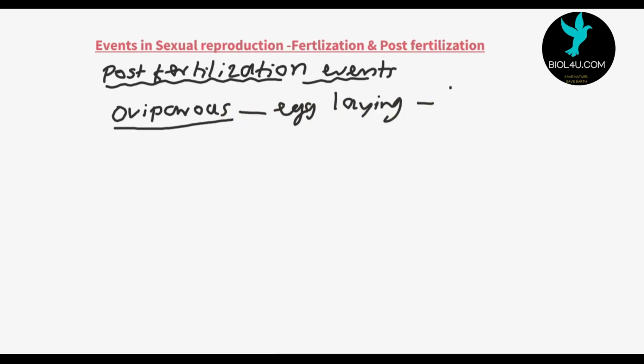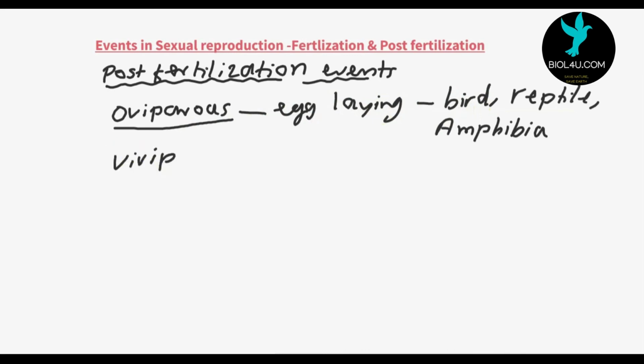For example, birds lay eggs. At the same time, reptiles lay eggs, so these are oviparous, and amphibia lay eggs, so these are oviparous. All these organisms lay the eggs outside. In the case of reptiles and amphibia, the egg develops in an aquatic medium, and in the case of birds, on land. So those organisms that lay eggs are known as oviparous animals, and viviparous animals are those organisms in which delivery takes place.